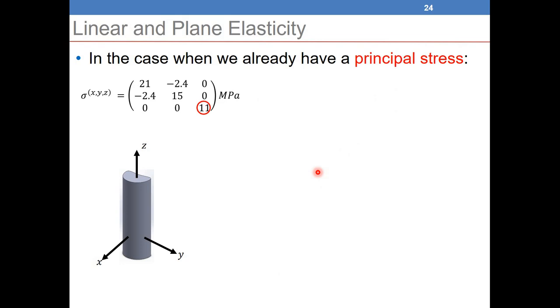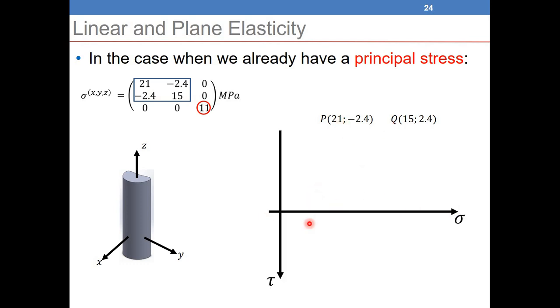Here also, in the case, for example, that we already had 11 as a principal stress, in this particular case, when we already have a principal stress, we don't need to calculate the three principal stresses directly. What we can do is take these two elements here, because we know 11 is already a principal stress, and build the Mohr circle for this as a 2D case, like we always do. So we take a point P at 21, minus 2.4, a point Q at 15, 2.4, as we always do. Then we plot our coordinate system and draw the PQ. What we did here was just draw the Mohr circle for the 2D state, like we used to do before.